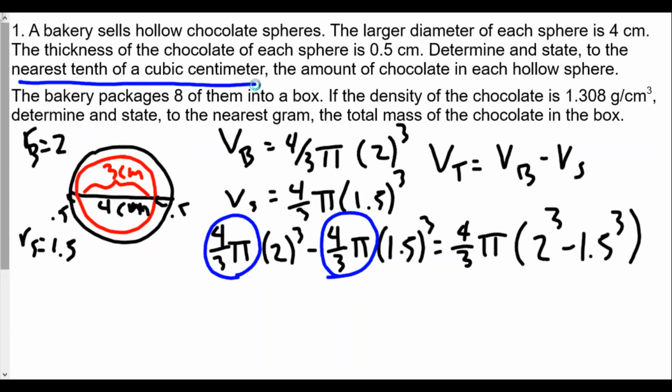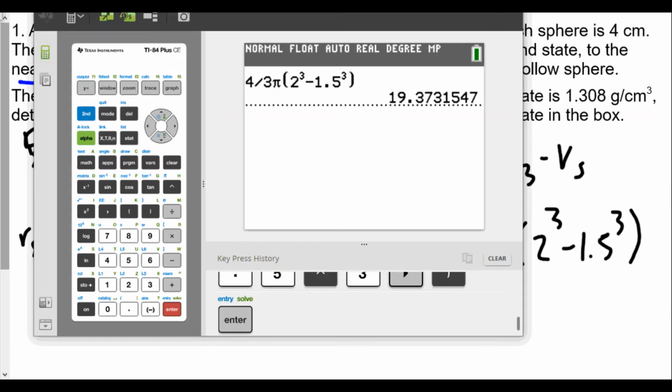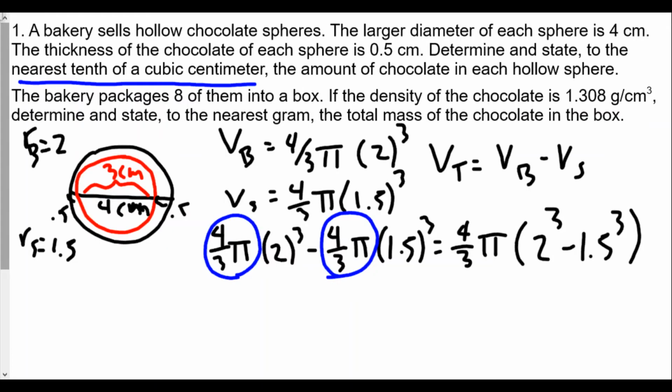Okay, and so for the nearest tenth, we're looking for 19.4. So in this case, our volume is 19.4 cubic centimeters. Okay, so that's our first part, and I'm going to box that answer.